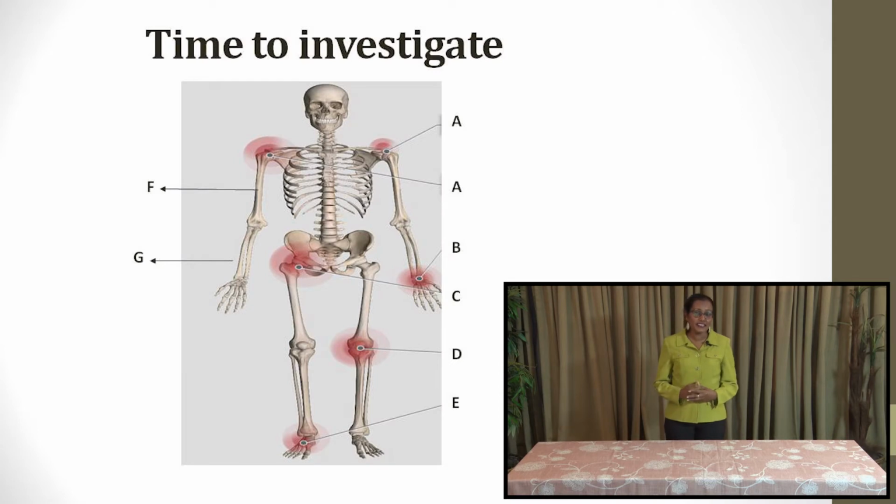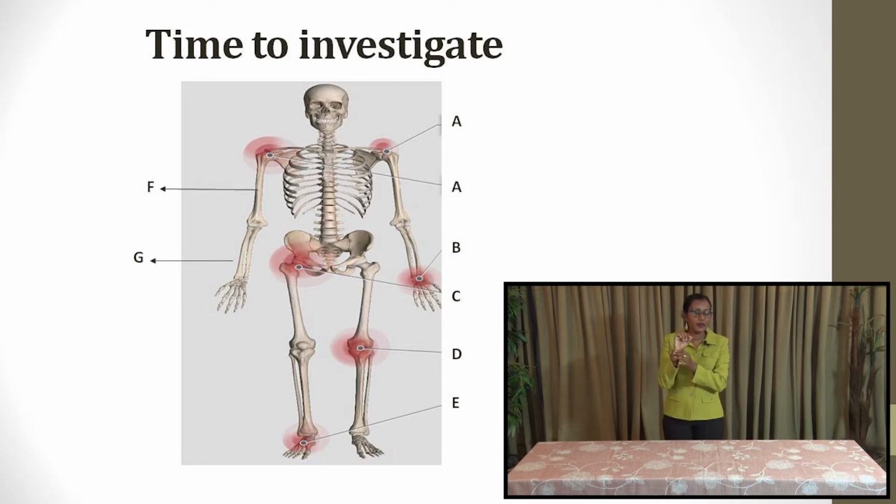Now it's time for us to investigate. On the diagram that you're seeing there, we have some red spots highlighted on the skeletal system. Can you tell me the part labeled A, which is this part here? Very good. This part is called the shoulder. Can you move it? Like this? Yes, it can move.